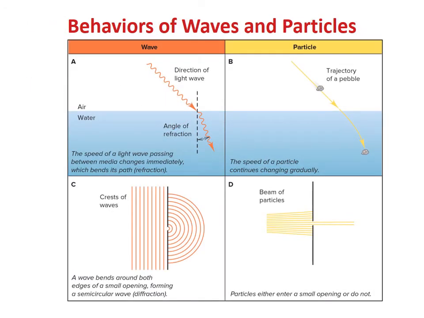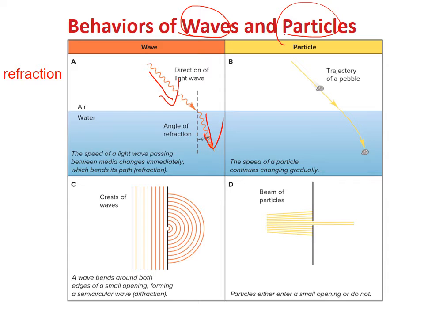You have learned that light is a wave, but how do you know that? Well, first, let's look at the differences between a wave and a particle. A wave travels at different speeds through different media, and this difference causes the change in direction, and this is called refraction. If light strikes the boundary between the air and water, it changes direction and continues at a different angle.